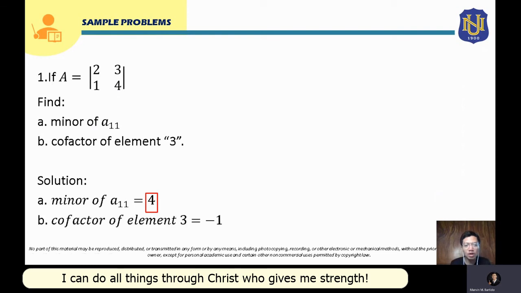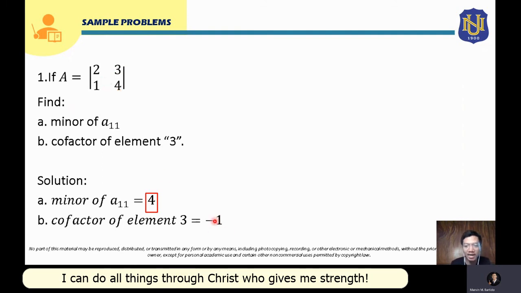Now for the cofactor of element 3. The element 3 here is this element. Same rule: if it's a cofactor, we just have to solve for the minor, and after that multiply by our sign convention, or negative 1 raised to m plus n. So here, the element that we are solving is 3. We just delete the row and column to solve for the minor and get the determinant of this. So the determinant of 1 will just be 1.